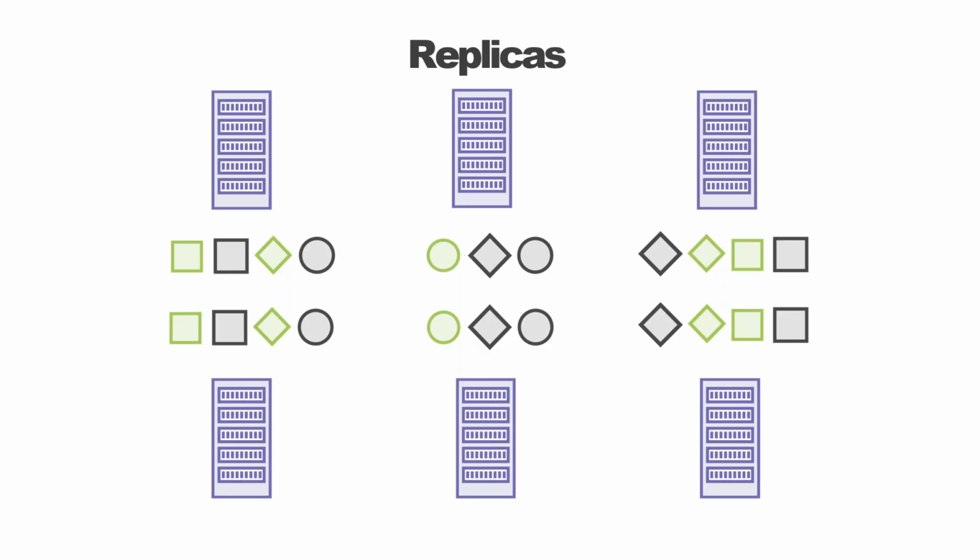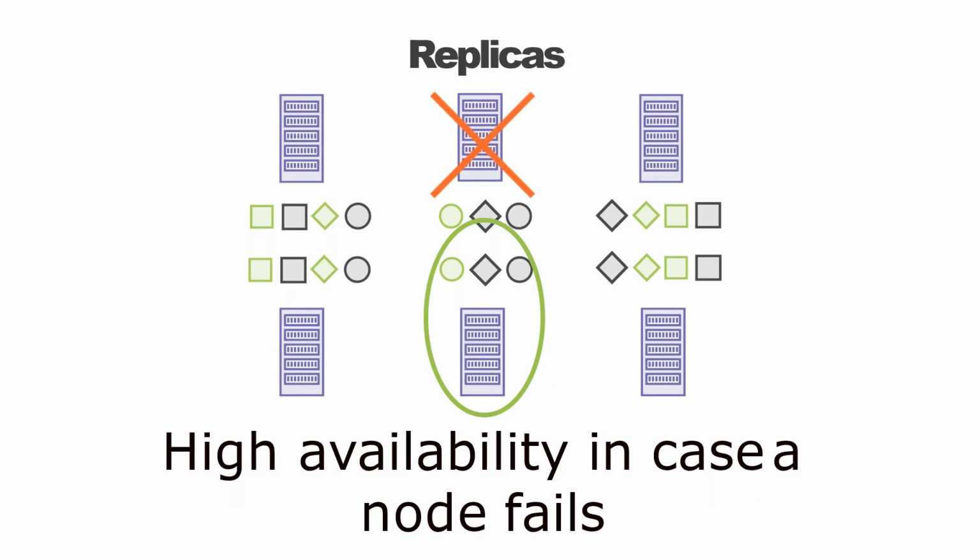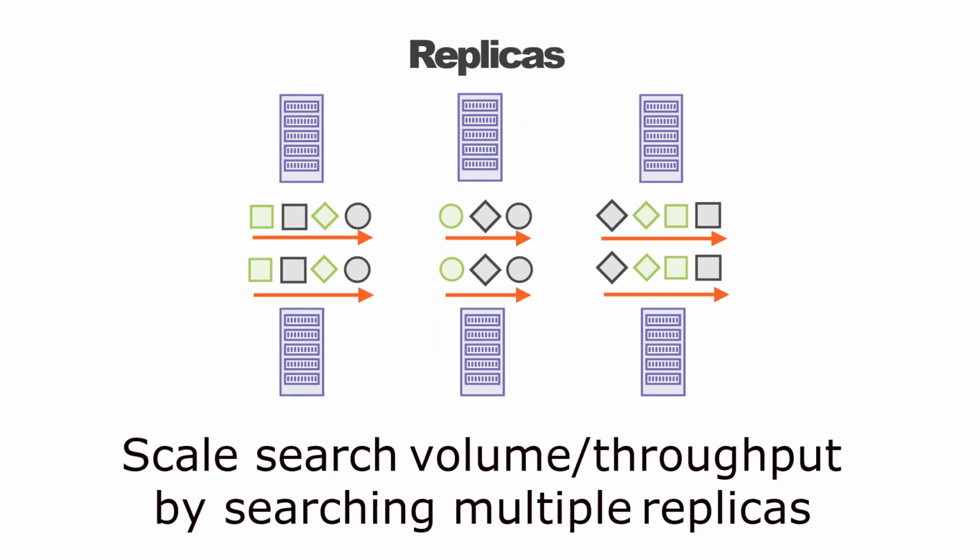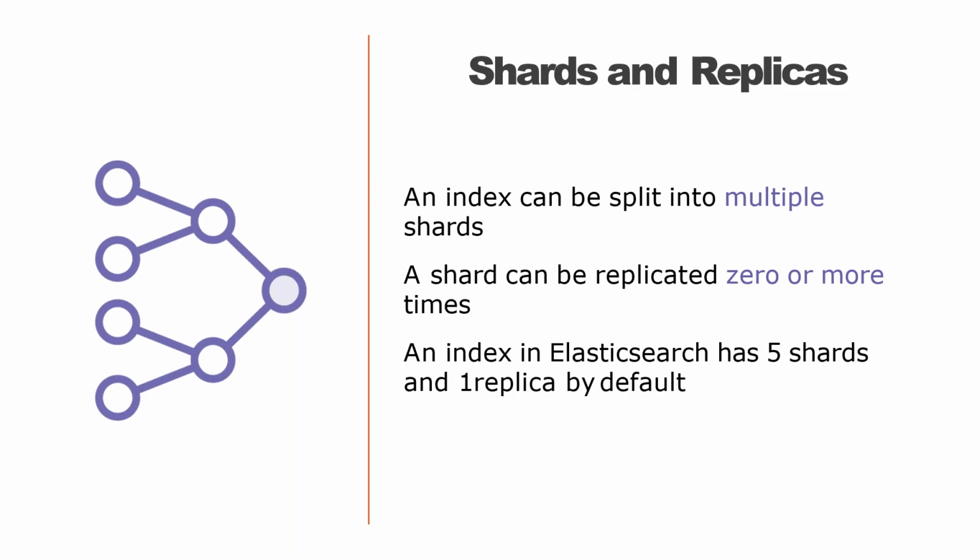So if one node goes down, you still have a second node or third node or whatever it is. You can set how many replicas you want and stuff like that. In this way, you can set up HA, high availability, in case a node fails. Scaling search volume throughput by searching multiple replicas is also possible. So yes, we understood the shards and replicas.